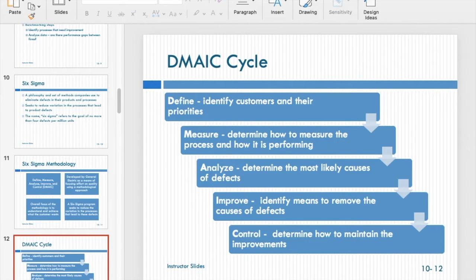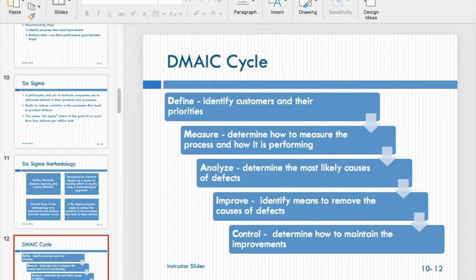Since the Six Sigma approach follows the philosophy of DMAIC, we have to understand what DMAIC is. What does define mean? In order to build a good quality product, we always start from the customer need. So define means we first need to understand who our customers are, and for this specific product, what they need from it. That's the first thing.